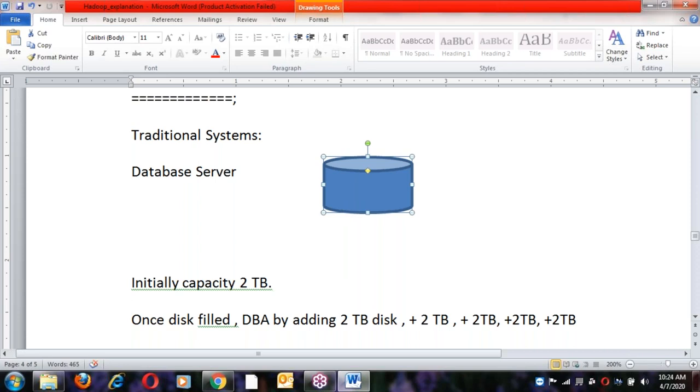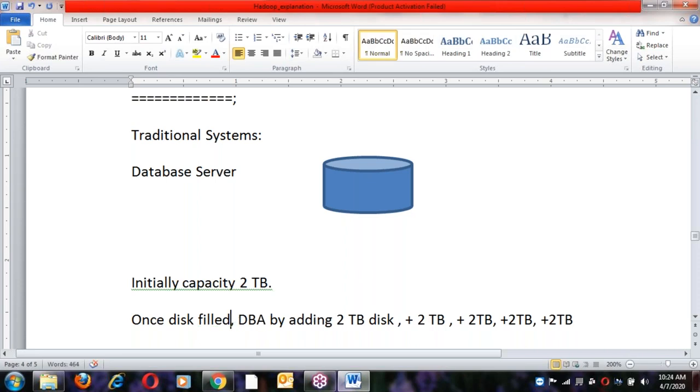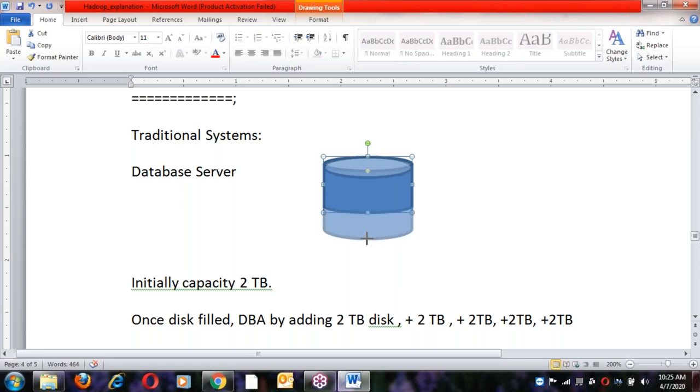On receiving the critical message, the DBA, the database administrator, will increase the capacity of the database. On reaching 90% of storage space, the critical message is raised, and on receiving it the DBA adds one more 2 TB disk. Initially with a 2 TB disk, now adding one more, he can make it 4 TB.